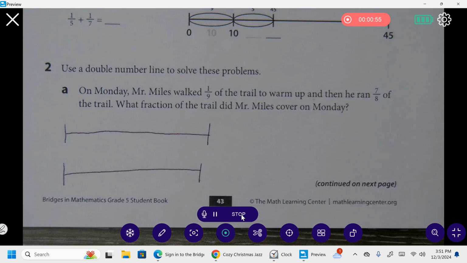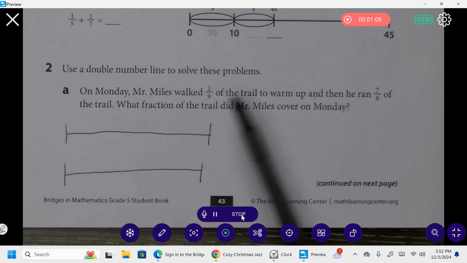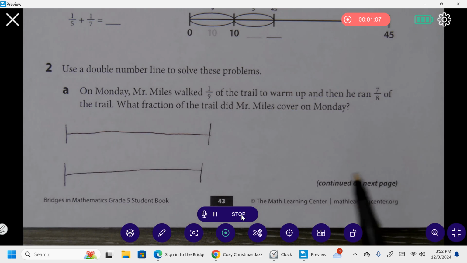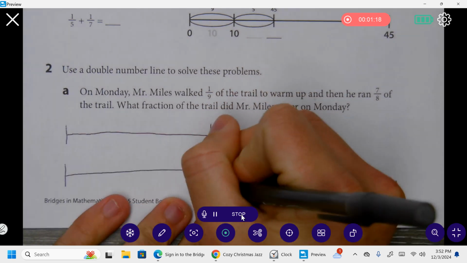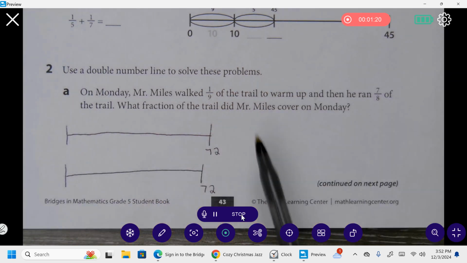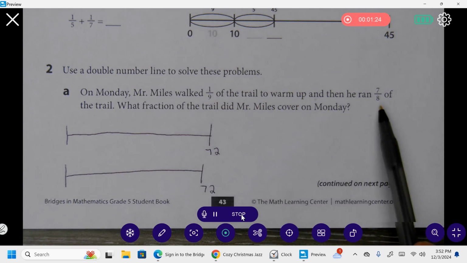The problem did not tell us how long the trail is. So we have to figure out a number that will be able to be divisible by both denominators. So we have a denominator of 9 and we have a denominator of 8. We talked about the best way to figure this out is to just multiply our denominators together. So if we do 9 times 8, we will get 72 for both number lines because we know that we can divide 72 into ninths and we can divide 72 into eighths.